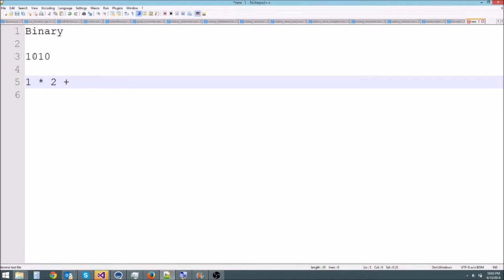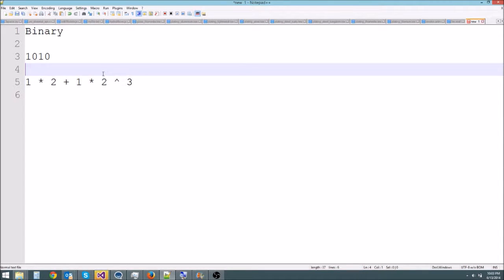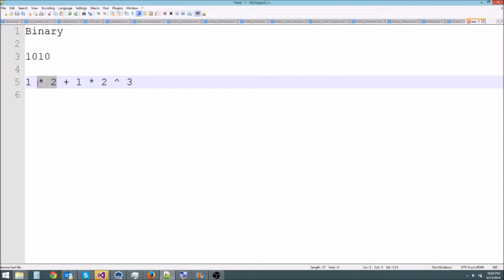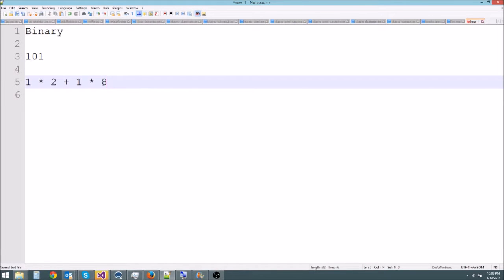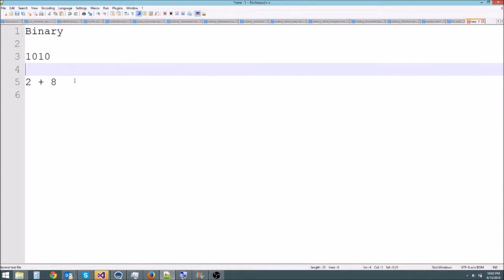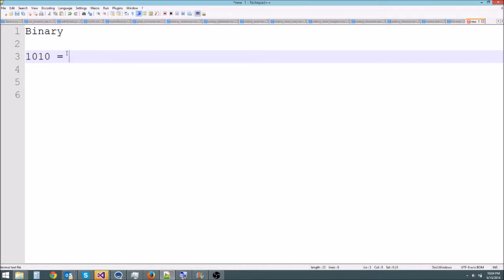plus, and then we want to do this digit right here, which is the other one. This is 3 digits from the rightmost digit, so it's going to be 1 times 2 to the power of 3, not 4, 3. So what this is going to get us is 1 times 2 is obviously 2. 2 to the power of 3 is 8, so 1 times 8 is 8. So 8 plus 2 is going to be 10. So this number 1010 is equal to 10 in decimal.